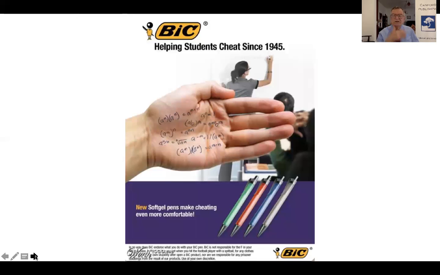Again, the ethical one, well, this is meant as a joke, of course. These pens, they're soft gel pens, and they can write on any surface, apparently. So soft gel pens make cheating even more comfortable. Okay, so it's a joke, but would you really want your students to have a look at this and get, I don't know, get ideas about it from it?